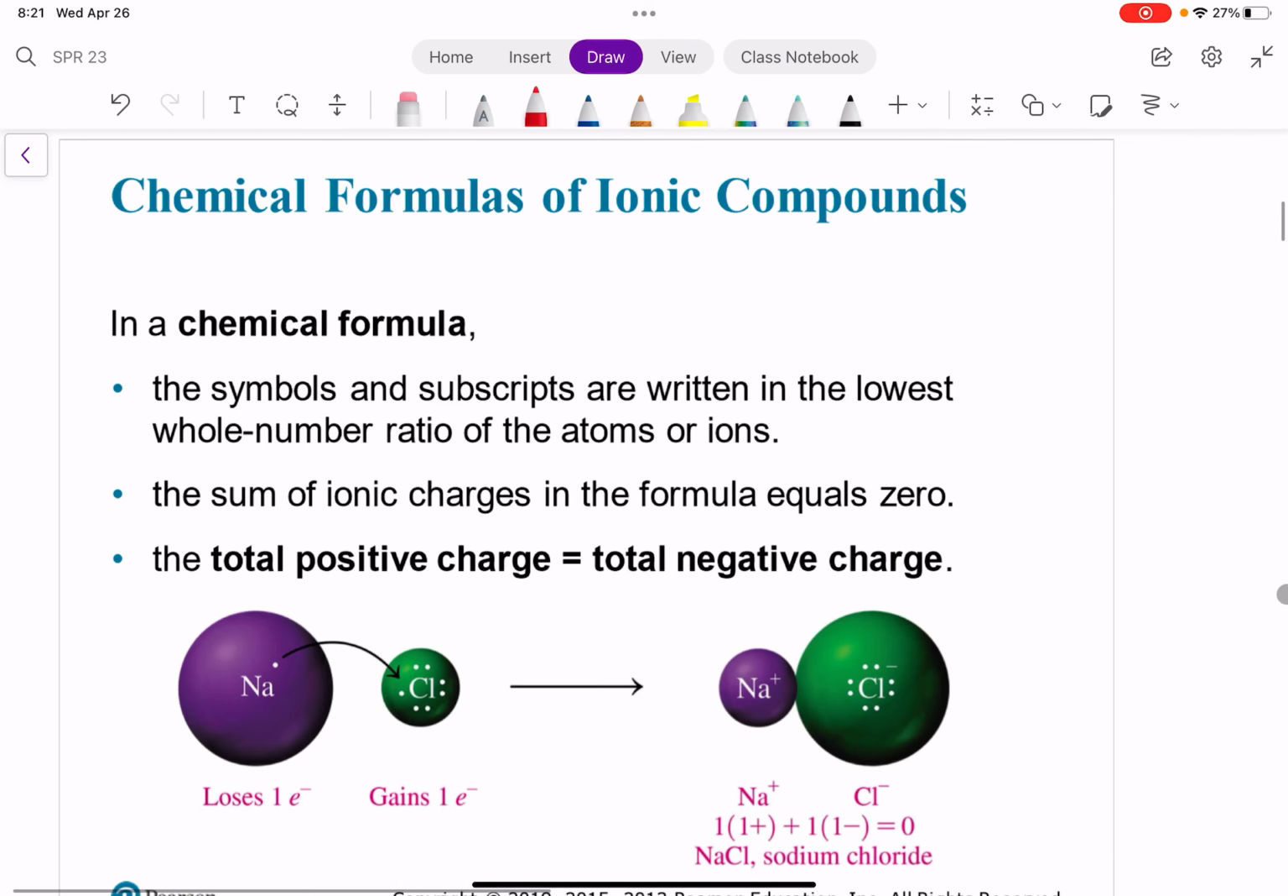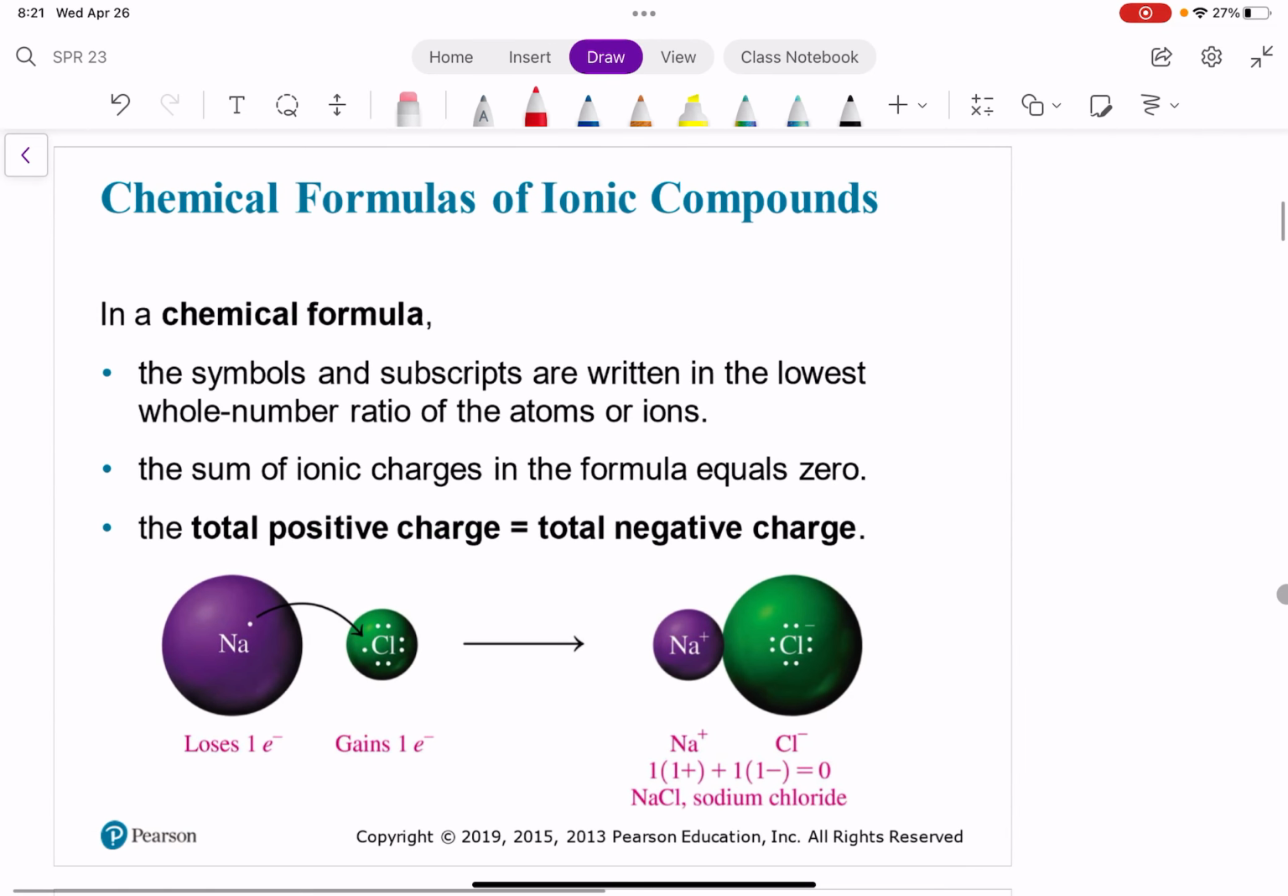Okay, so chemical formulas of ionic compounds. So in a chemical formula, the symbols and subscripts are written in the lowest whole number ratio of the atoms or ions. So what is the lowest ratio that these two things bond in, right? So you could think of whenever we have H2O, for instance, water, right? We always see it as H2O. We don't see it as H4O2, right? Because we can reduce those numbers or we can simplify. A ratio of 4 to 2 is the same thing as a ratio of 2 to 1, right?